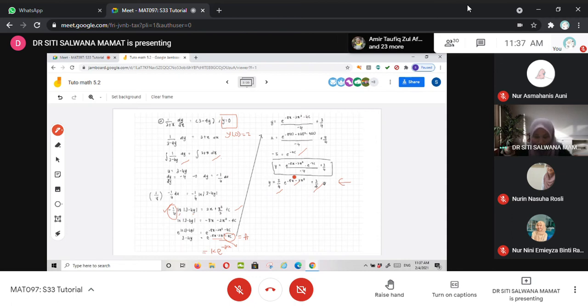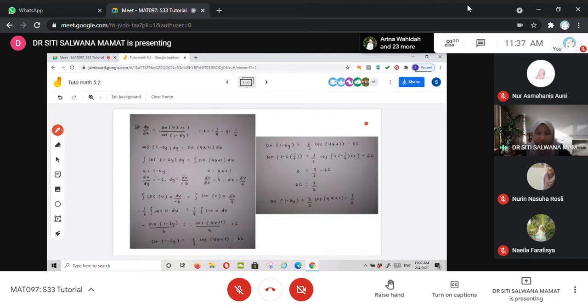Boleh tak? Okay, so this is question number 2. Okay, question number 3. Boleh ke? Ini number 3. Okay. This question asks for dy over dx equal to sine 4x plus 1 over cos y minus 6y.